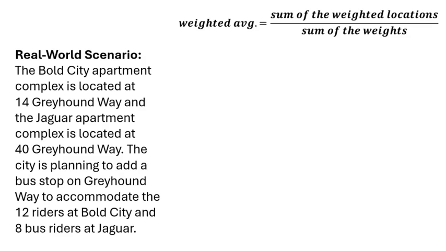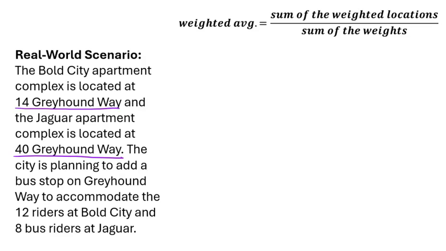And now let's get into a real world scenario. For this one, it says the Bold City apartment complex is located at 14 Greyhound Way, and the Jaguar apartment complex is located at 40 Greyhound Way. So these are addresses, right? They're giving us these locations. You're kind of thinking about if these were houses on a street, one would be at house 14, and one would be at house 40. Okay, so that's one way you can visualize what these look like.